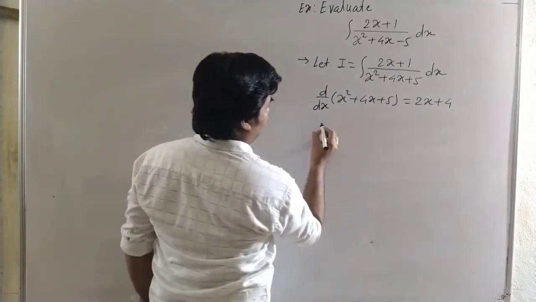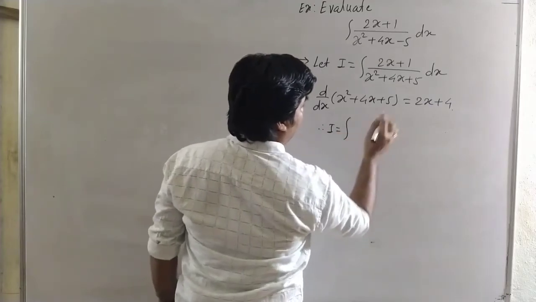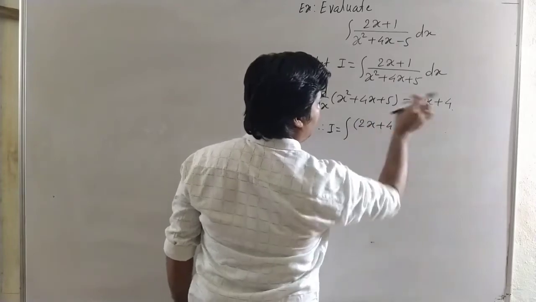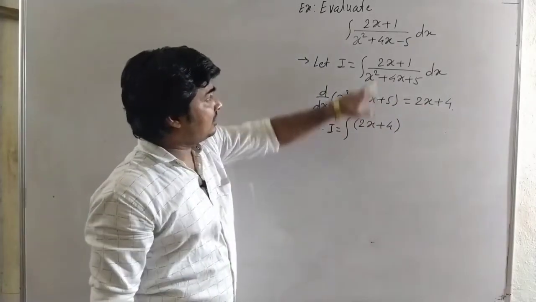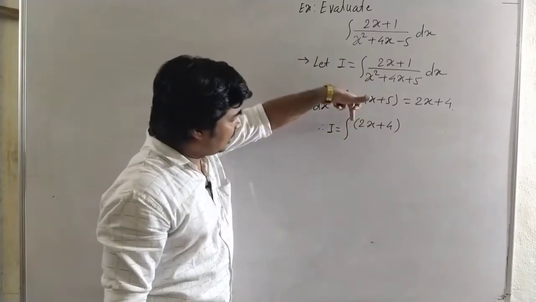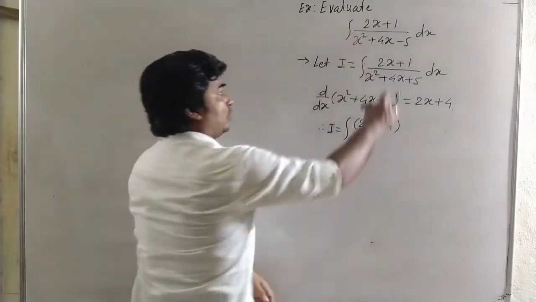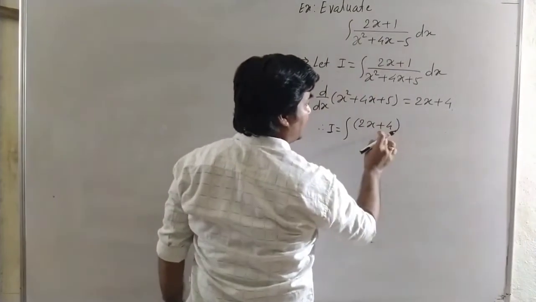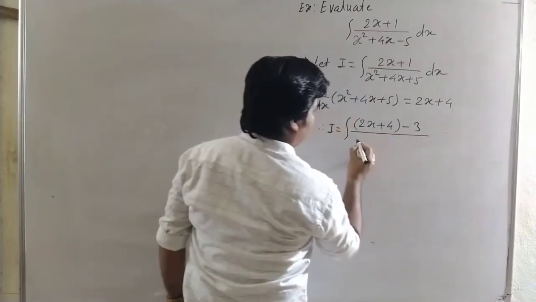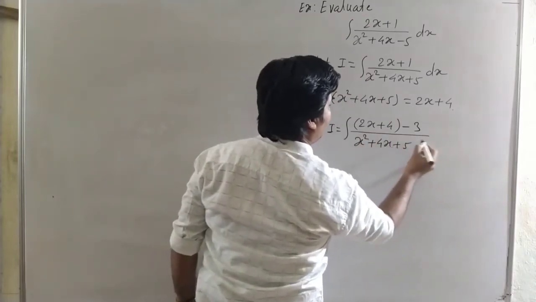Okay, then therefore the integral is equal to, here 2x plus 4, it is the derivative of the quadratic function. We adjust in this, here 2x and here 2x. So here it is not multiplied by any scalar. It is 2x, but we want 1, and here it is 4, so directly we can write minus 3, and the denominator as it is, that is x square plus 4x plus 5 dx.